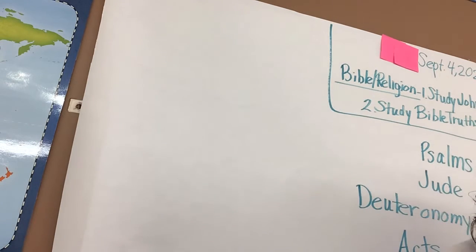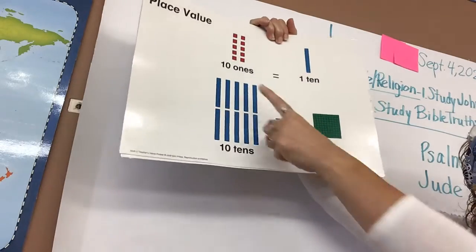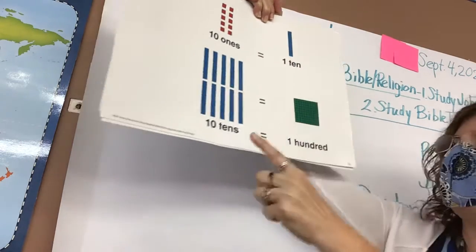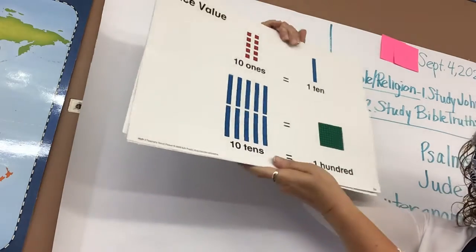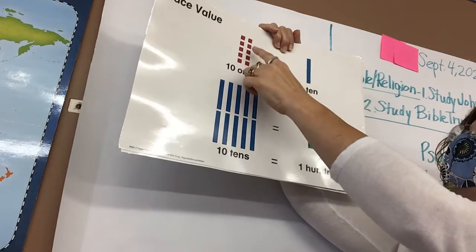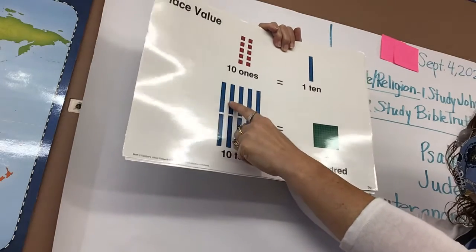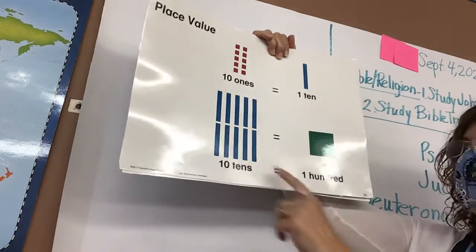All right, first thing I want us to look at is reviewing place value. So we're just going to review everything we've learned so far, and we're going to add a new one to the mix. All right, so when we first started place value, we said 10 ones equals 10. Then we learned 10 tens equals 100. All right, so let's count the 10 ones. 1, 2, 3, 4, 5, 6, 7, 8, 9, 10. Now let's count the 10 tens. So count by tens. 10, 20, 30, 40, 50, 60, 70, 80, 90, 100. So 10 tens equals 100.